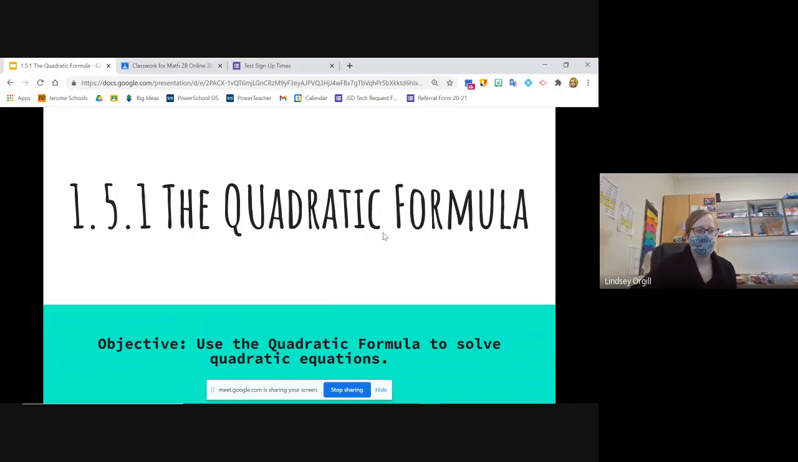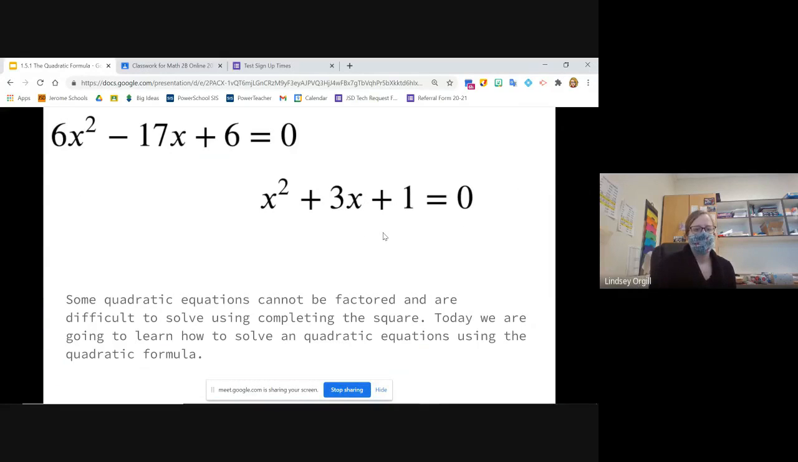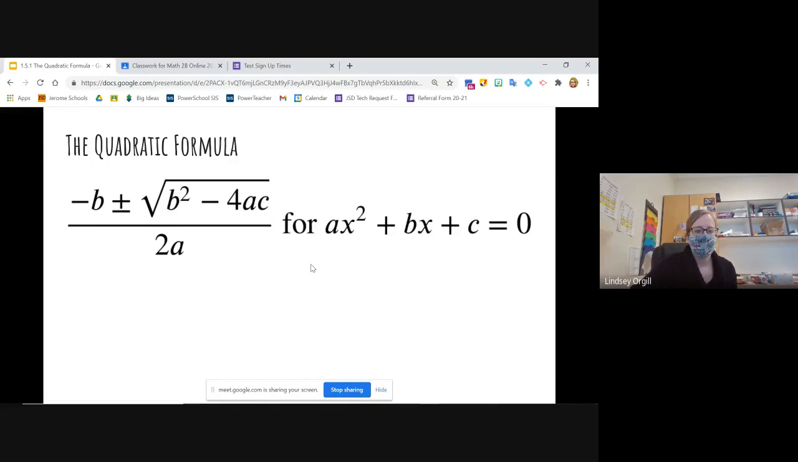5.1, the quadratic formula. So problems like this, we could use completing the square with, but it gets kind of difficult to complete the square if there's a number out in front of the x squared, like there is right here, or if your middle number here is odd. So we're going to learn an alternate method that you can use to solve for x, and that's called the quadratic formula.